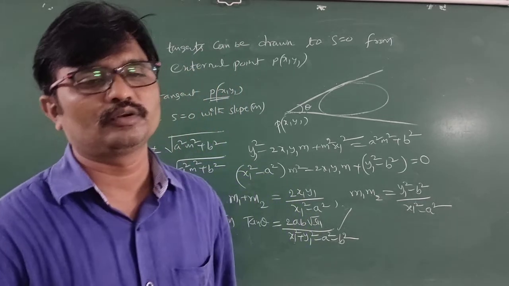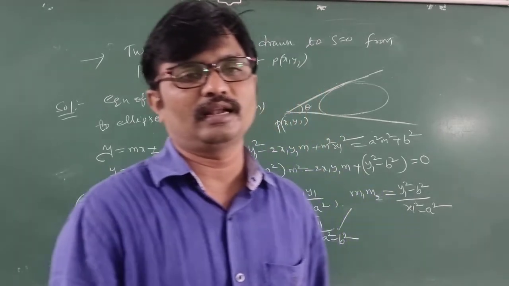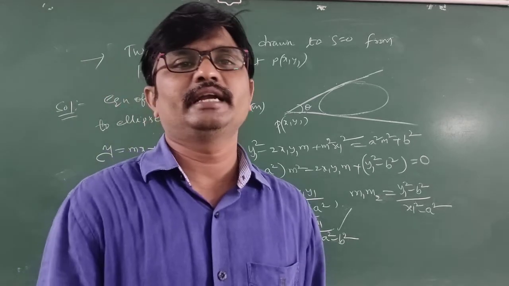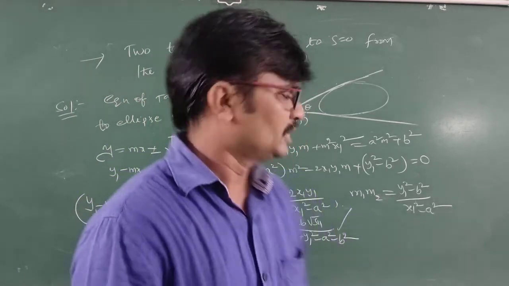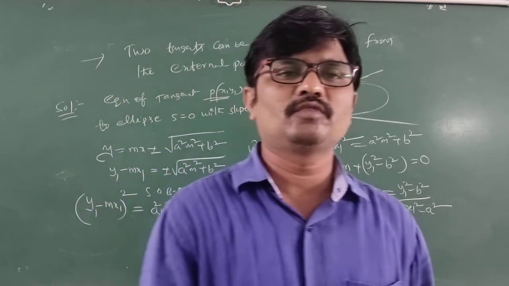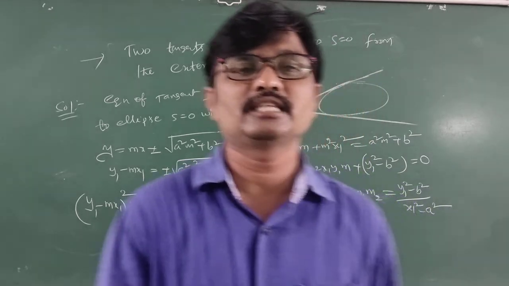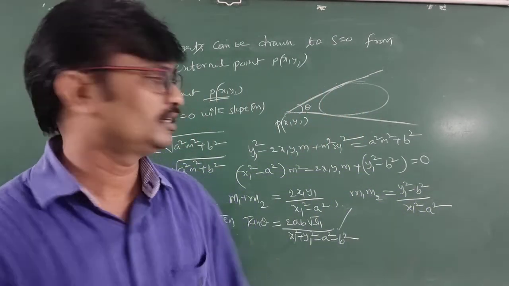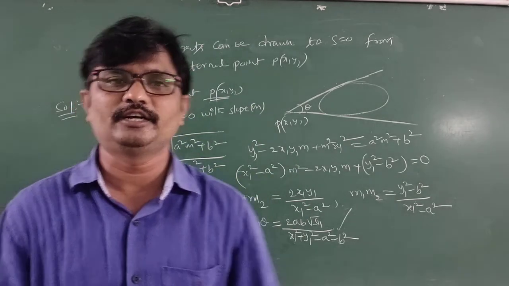After that students, we discussed the position of the line y equal to mx plus c with respect to the ellipse. If it intersects in two distinct points, the discriminant is greater than 0, that is c square is less than a square m square plus b square, and c square equal to a square m square plus b square for tangent. c square greater than a square m square plus b square means it neither intersects nor touches. After that students, there exist only two tangents from an external point to the ellipse.